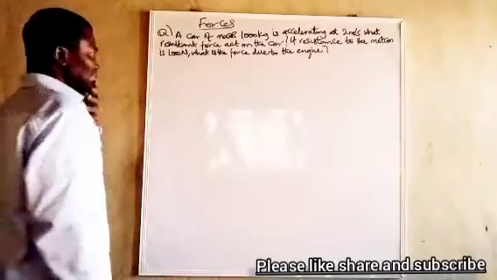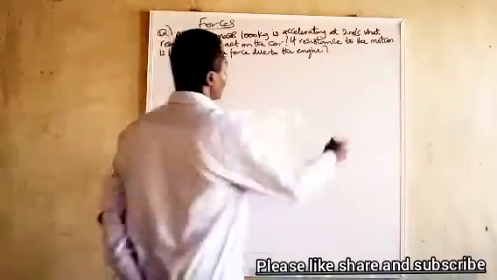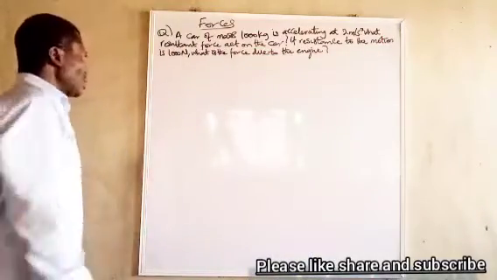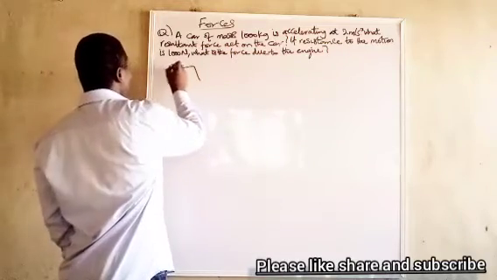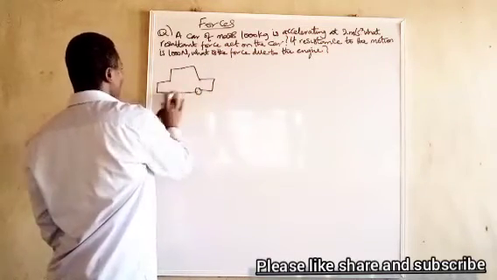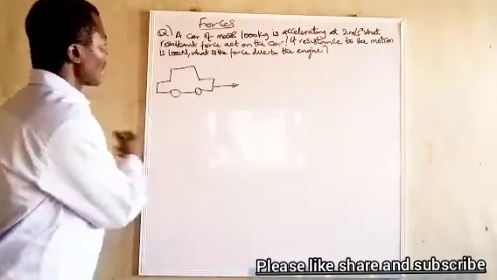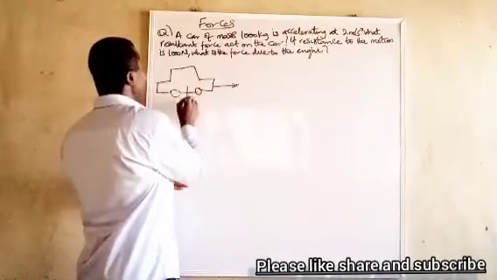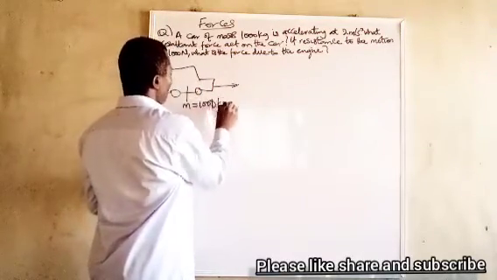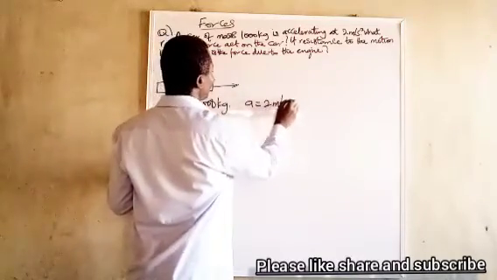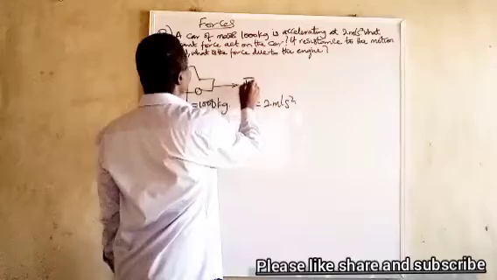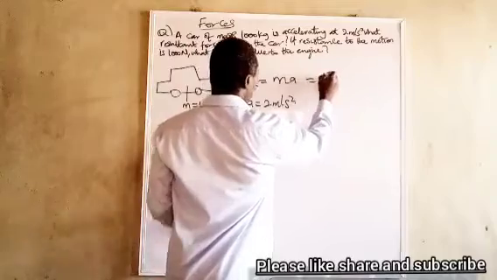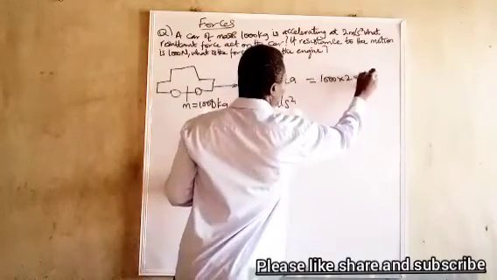Now you have the question. A car of mass 1,000 kg is accelerating at 2 meters per second squared. What resultant force acts on the car? If the resistance to the motion is 1,000 newton, what is the force due to the engine? Let's say this is the car, and it's moving. The resultant force, after you add and subtract, will cause the acceleration of the car. The mass is 1,000 kg, a is 2 meters per second squared. Therefore, resultant force R will be equal to ma, which is 1,000 times 2, which is 2,000 newton.